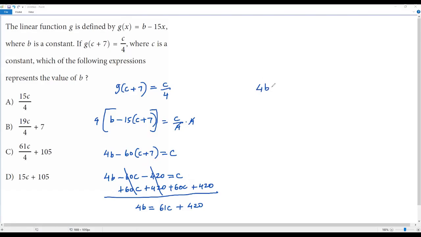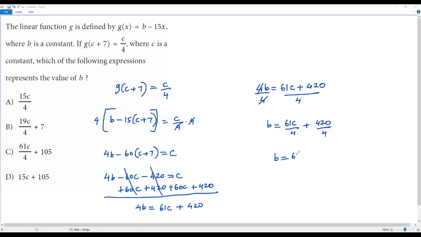Okay, now let me take this equation as it is. It is 4b equals 61c plus 420. Now to solve for b, I have to divide both sides of the equation by 4. Then this 4 will cancel out. I am getting b on the left side. Since 4 is a common denominator, it can be taken as the denominator separately for this one and this one. Then I am getting 61c over 4 plus 420 over 4.